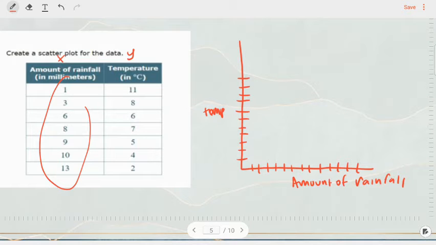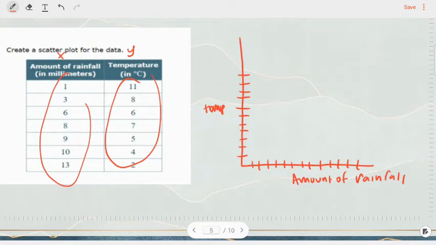Up the y-axis. Take a second, pause the video, and in your notes, make your own scatter plot with this data. So when I make my scatter plot, remember I'm going to plot a point at 1, 11, 3, 8, 10, 9, 8. Okay, and I'm going to stop here.